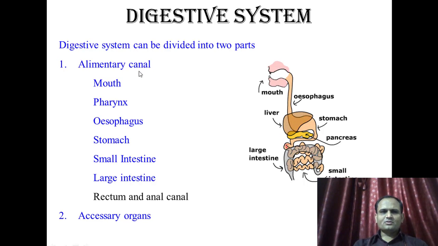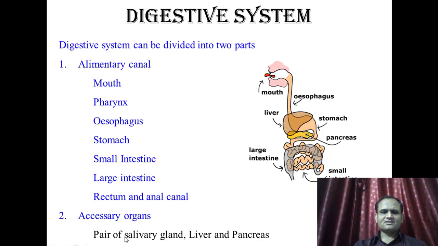Alimentary canal is a tube-like structure. It is distended towards some organs. Somewhere their lengths are going to be variable depending upon the function of that particular organ. But throughout, right from the mouth towards the anal canal, it is a tube-like structure.